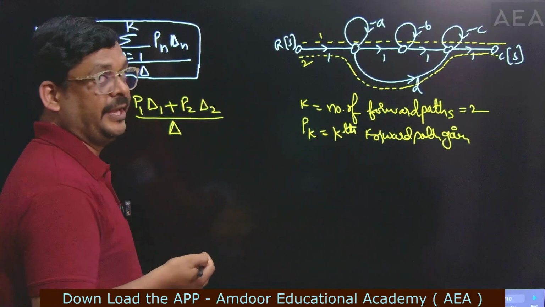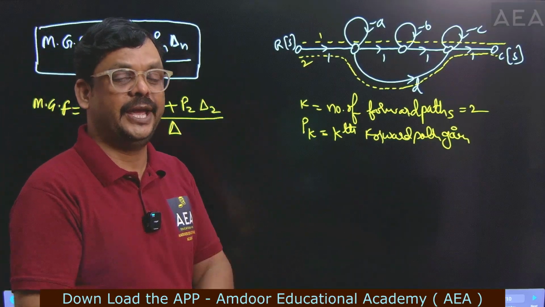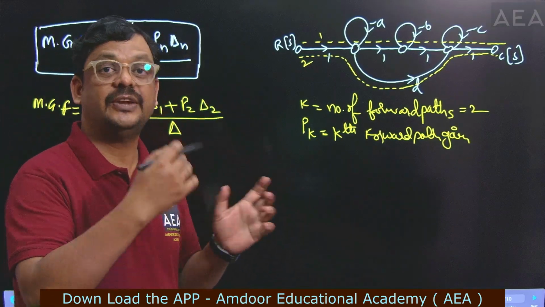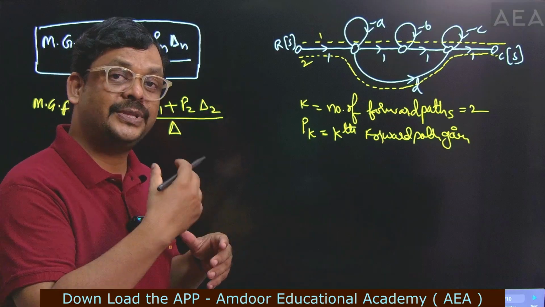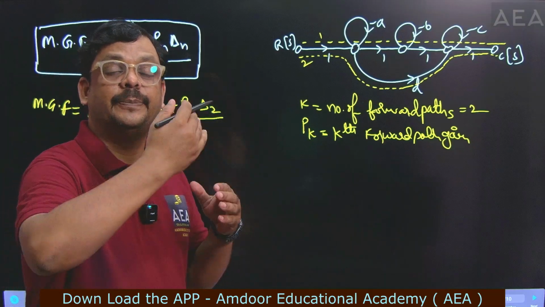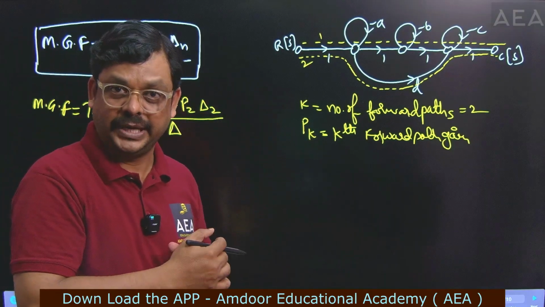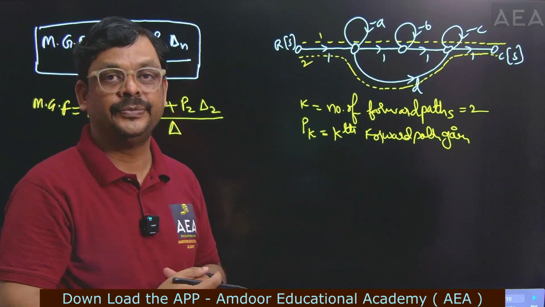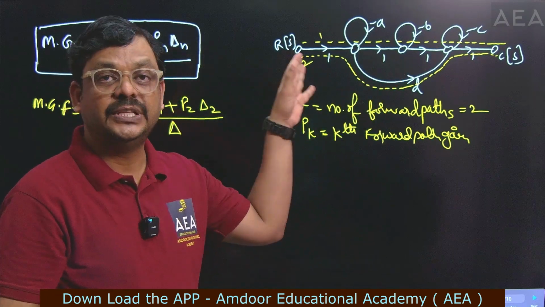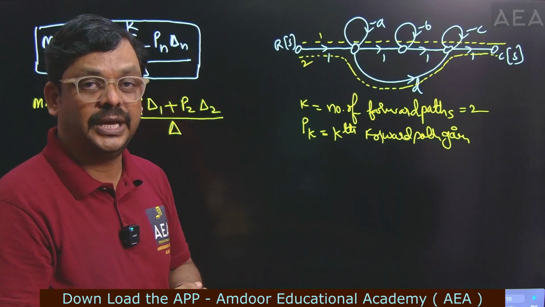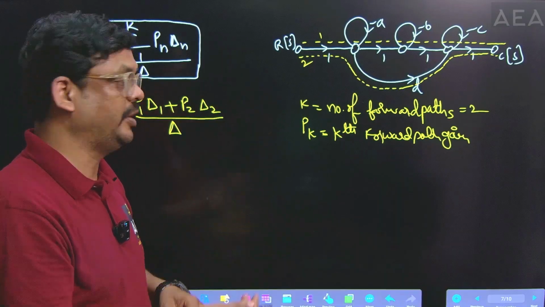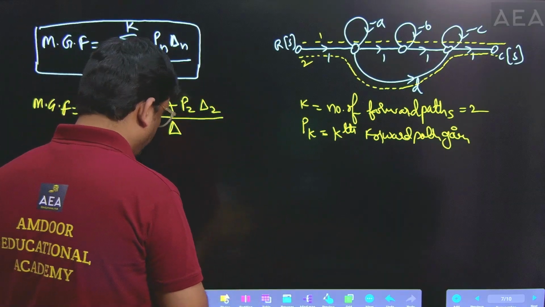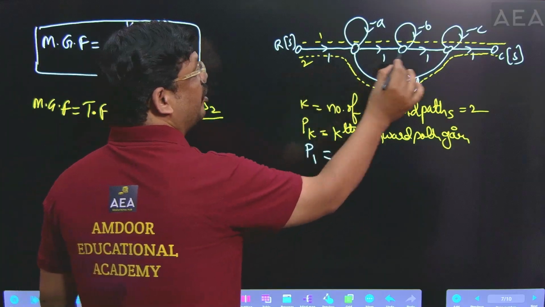Kth forward path gain. If k is 1, first forward path gain. Let us take k is 2, second forward path gain. So how to determine the forward path gain? The product of individual gains of that forward path. Whatever the path is, within that forward path we just have to find the individual gains' product only. First of all, I want to write P1, first forward path gain.